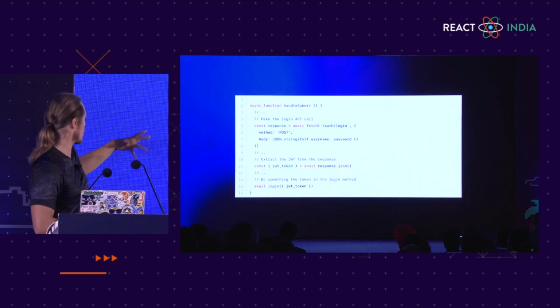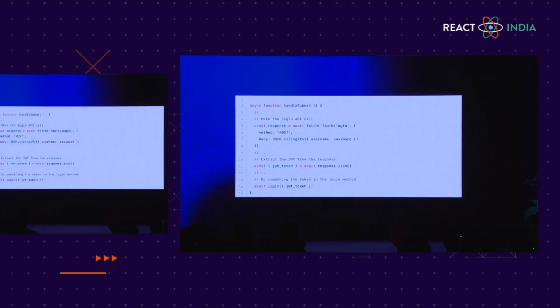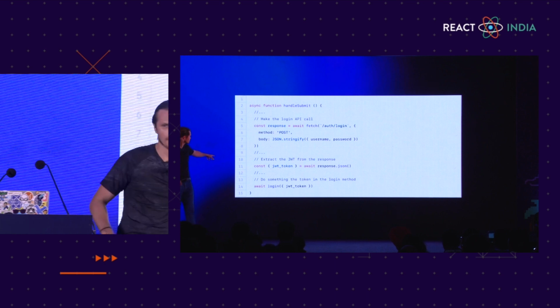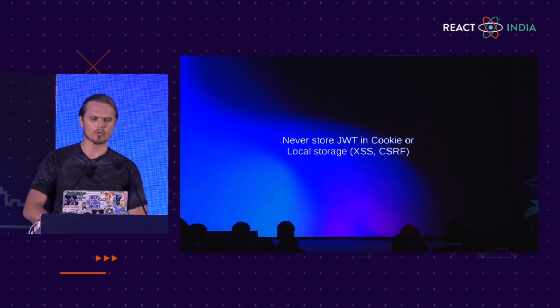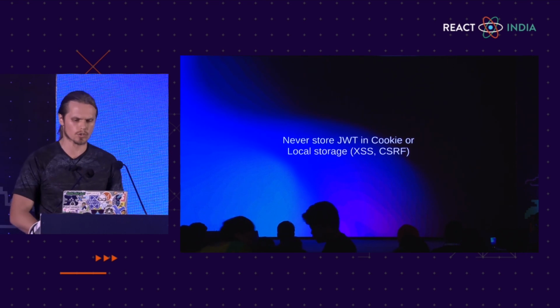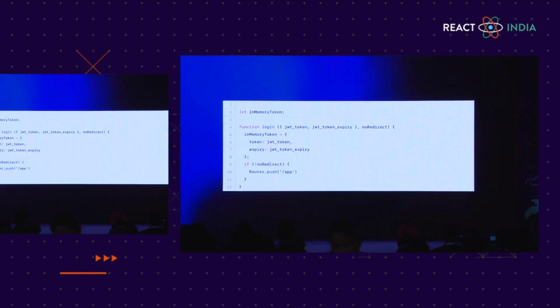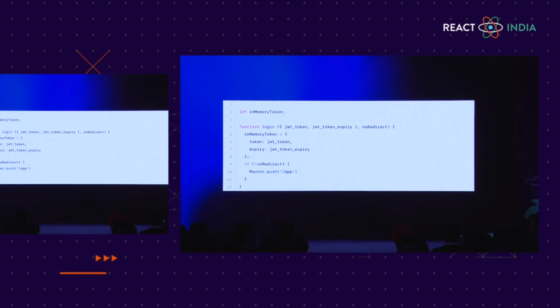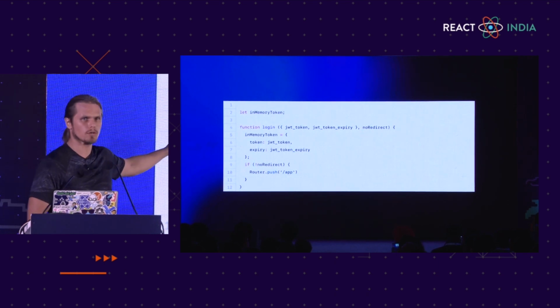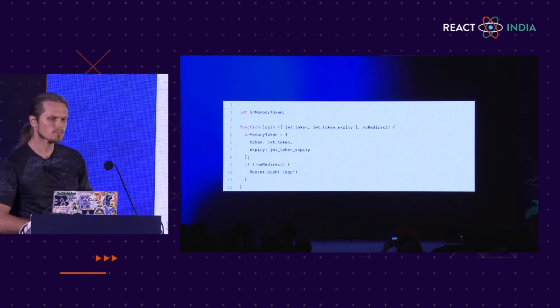So in a nutshell, login will look like that. You will have the username and password, and in response, you will get this JWT token, right? Now, I already told you, never store it in cookies, local storage. You store it in memory, just like that. Well, a little bit more complicated than that, but you store both JWT and you store the expiry.